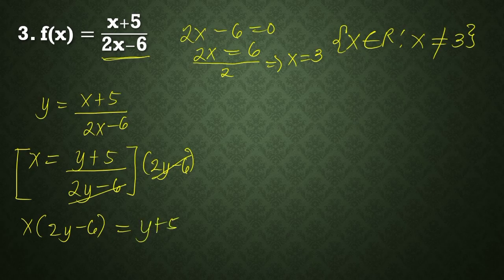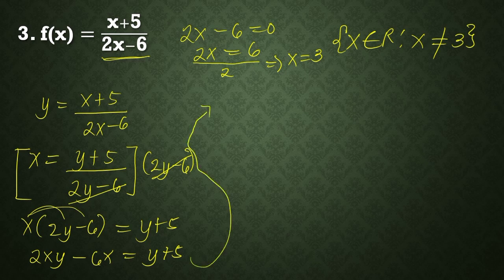And then, we distribute x to 2y minus 6, that is 2xy minus 6x equals y plus 5. And then, itong y na to, kailangan nating mailipat sa left side, yung negative 6x naman sa right side. So, paano yun? Re-write lang natin 2xy minus y is equal to 6x plus 5.